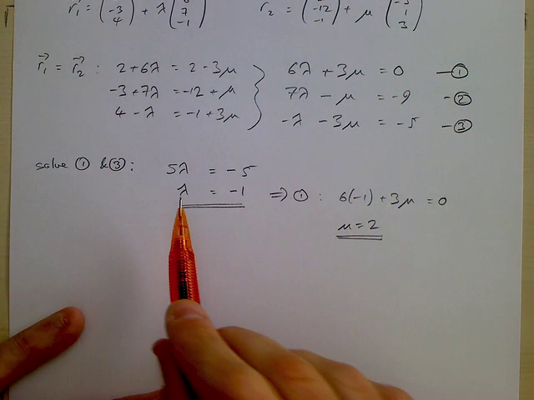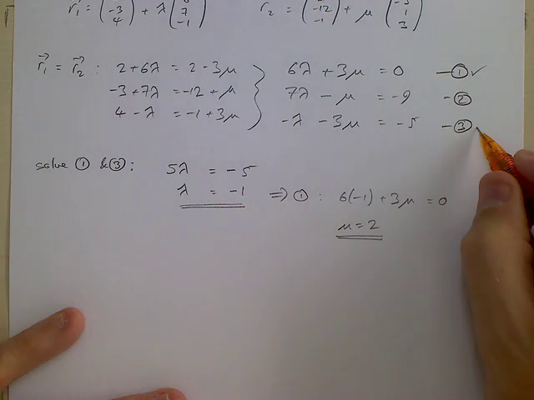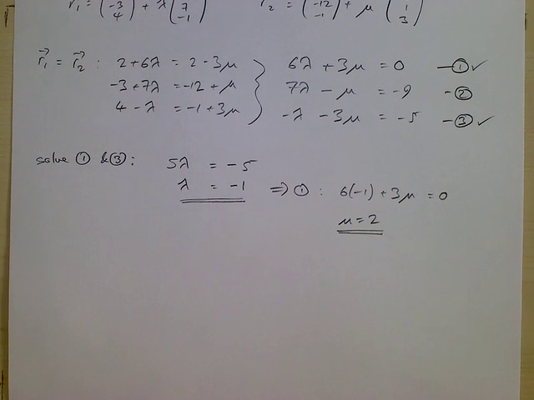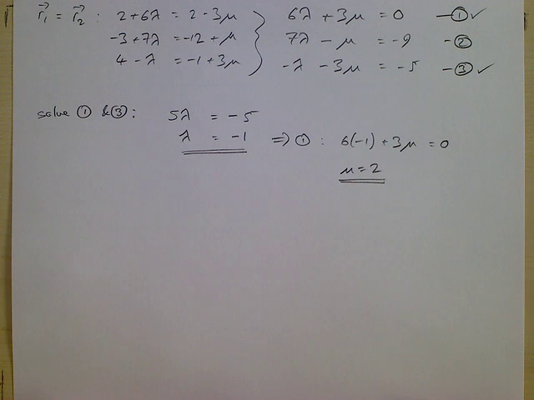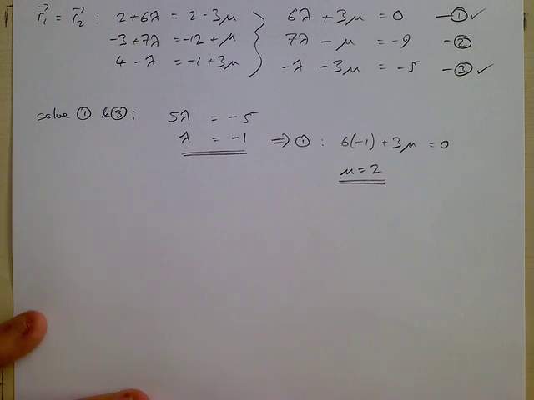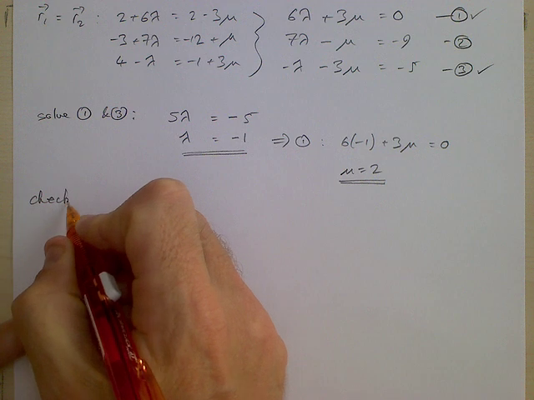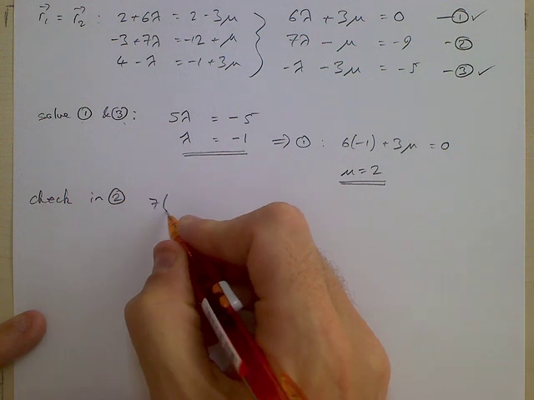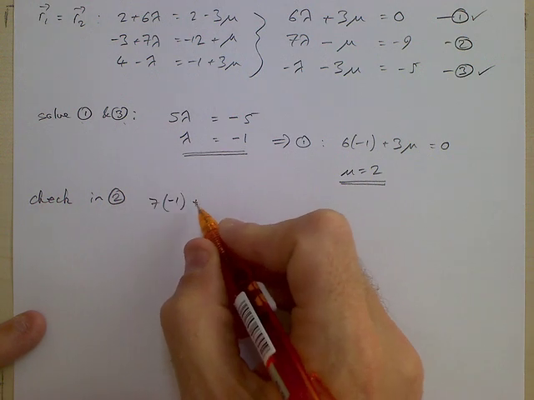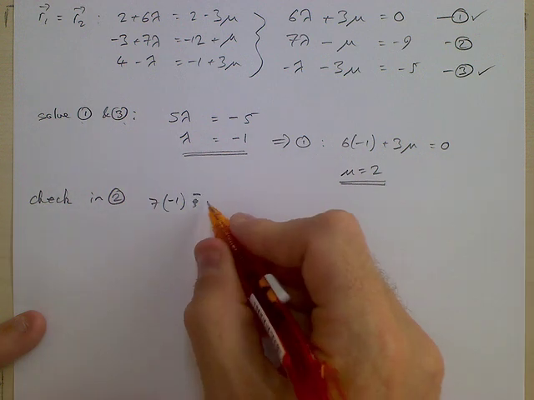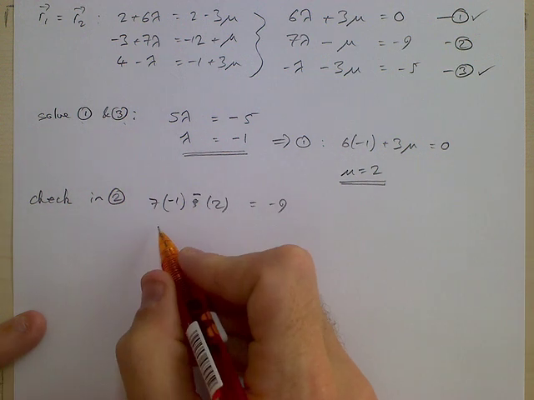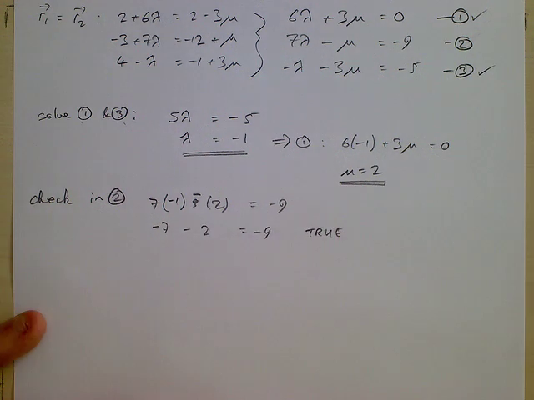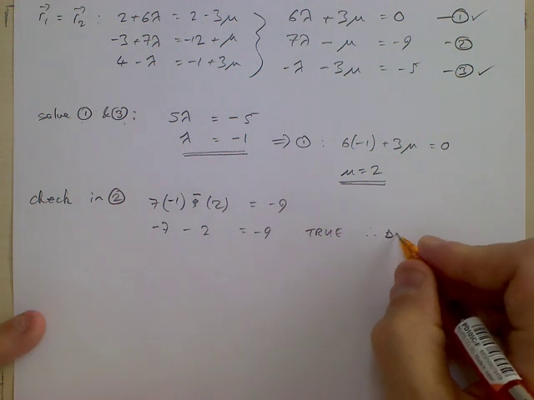So I've got these values of lambda and mu, which I know work in 1 and 3, but I don't know about 2. So it's crucial at this point that I then check to see that if those values make equation 2 correct. I'm going to check in the equation that you didn't use in the previous step. So I'm going to check 7 lambdas, 7 minus 1s, minus the mu, minus a 2, should be minus 9. Is that true? Minus 7 minus 2 is minus 9. It's true. What does that tell me? Therefore, they do intersect.